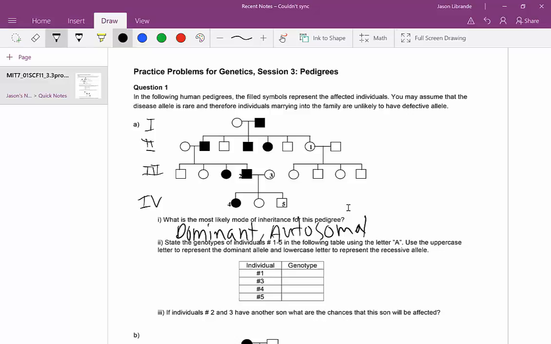If more males are affected, that's usually a good sign that it's going to be X-linked. But again, here we have 4 males affected, 3 females affected. So that's pretty much equal between the sexes. So we're saying this is autosomal dominant.